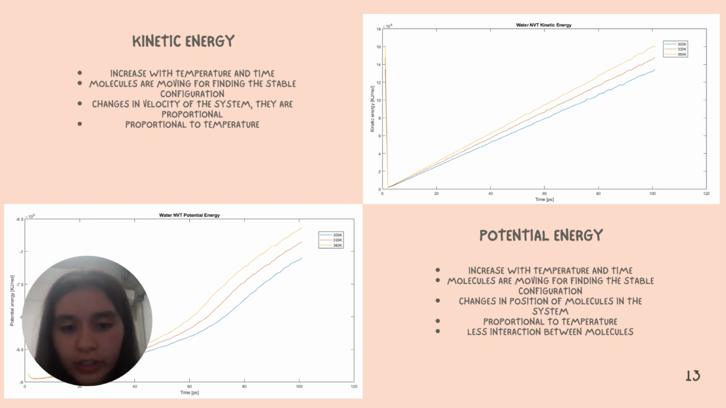For the potential energy, we can also see that it increased with temperature and time, and it's a consequence of the movement that molecules are having while finding a stable configuration. And it increased due to the changes in positions that they have, and it also shows that there is less interaction between molecules because they are looking for a stable phase.